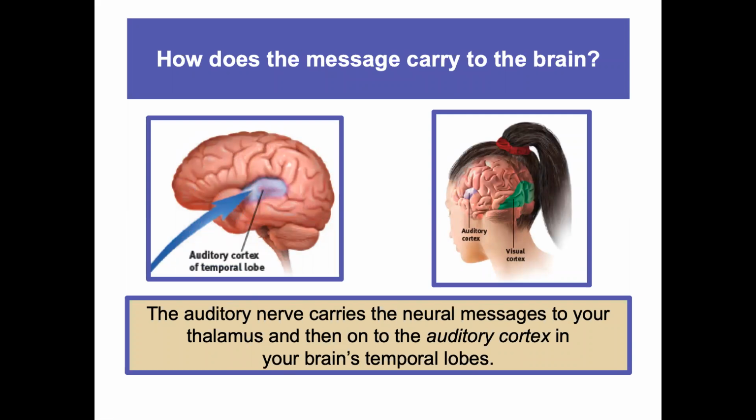The auditory nerve carries the neural messages to your thalamus and then on to your auditory cortex. So you can see where the visual cortex is as compared to your auditory cortex. Kind of easy to remember. The auditory cortex is kind of near your ear. Visual cortex, I always think about the example of if you fall really hard on the back of your head, if you've ever done that, that's when you see stars because you're hitting more directly on your visual cortex. So the auditory nerve carries the neural messages to your thalamus and then on to the auditory cortex in your brain's temporal lobes on both sides.